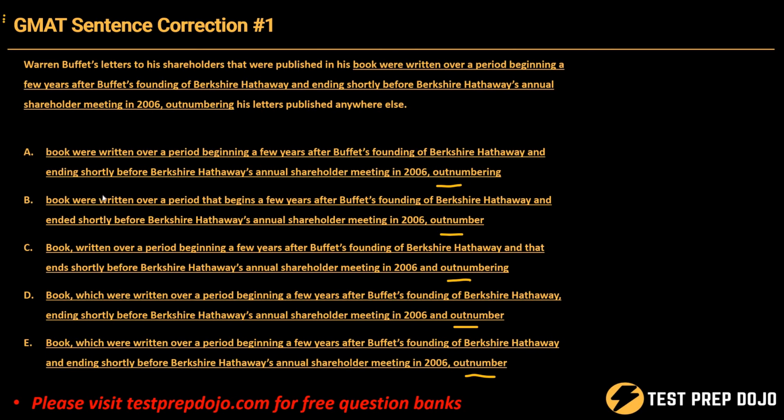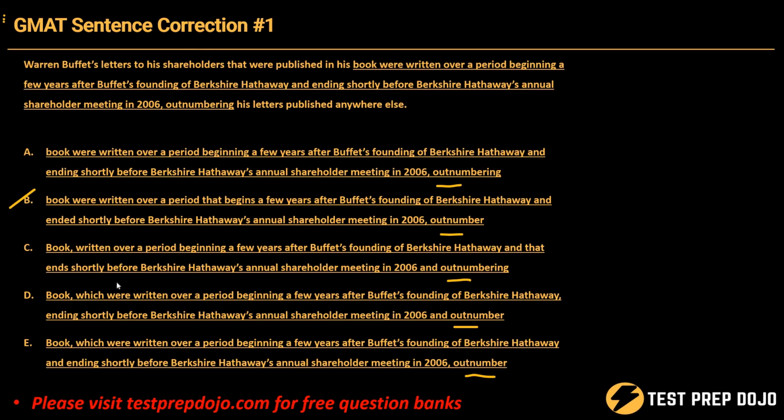In B, we have a very similar construction, but it's not outnumbering. It's not an ing modifier. It's outnumber. And this one is clearly wrong, and the reason is we have our subject, the letters that were published in his book were written over a period of time, over a period that begins. So this is a full independent clause, and we can't just have a verb here, outnumber, introducing a modifier. That does not work. So this should be immediately wrong just based on 1 or 2 reads, and understanding some of the basics of grammar. So we're going to kill this one.